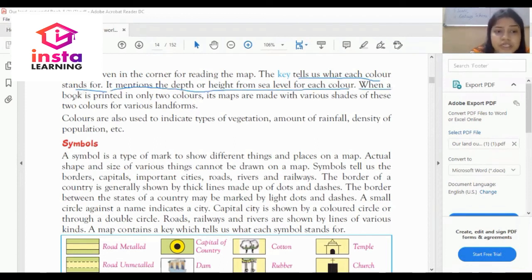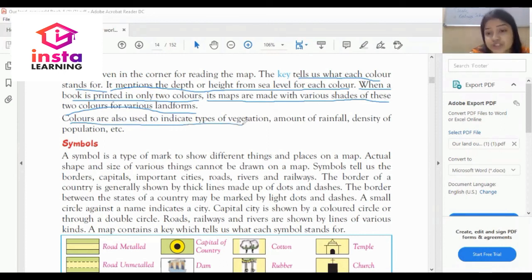When a book is printed in only 2 colors, its map is made from various shades of these 2 colors to show various landforms. So colors are also used to indicate type of vegetation, amount of rainfall, density of population.